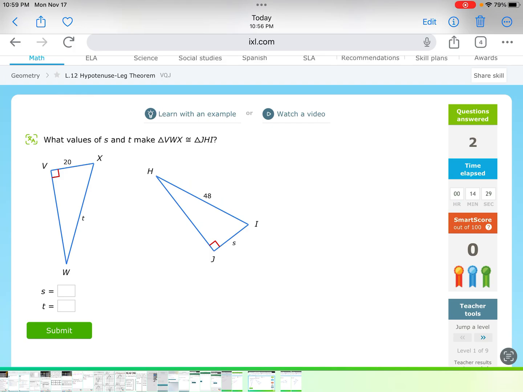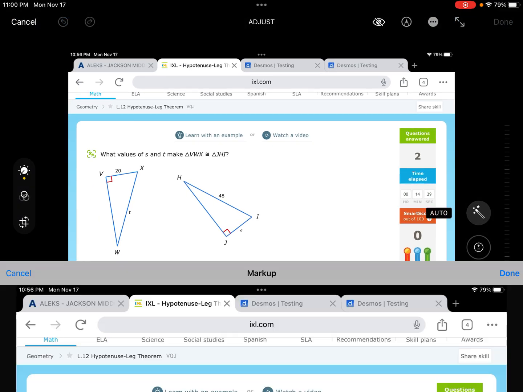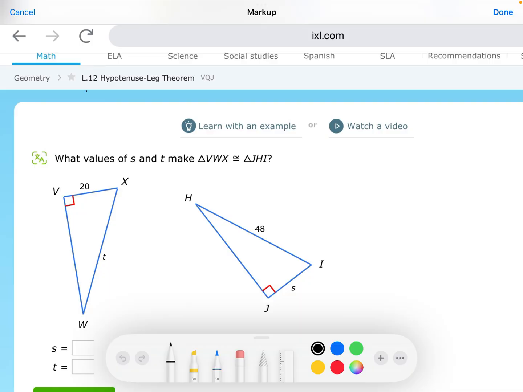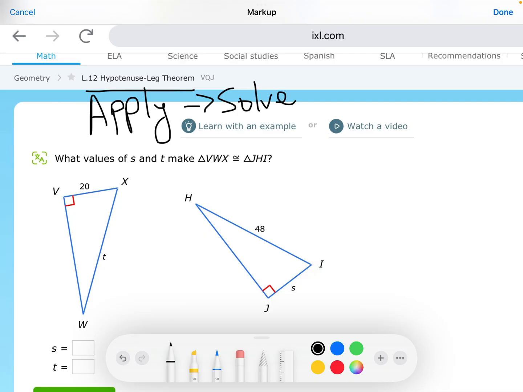Hey guys, it's Mr. Bosherm, and I'm going to show you real quick today how to do your next skill, which is going to be the Hypotenuse-Leg Theorem skill. Now, the good news is that IXL does not make you prove, it just makes you apply this theorem so that we can solve for missing pieces on the triangle. So I'm going to show you how we do that.